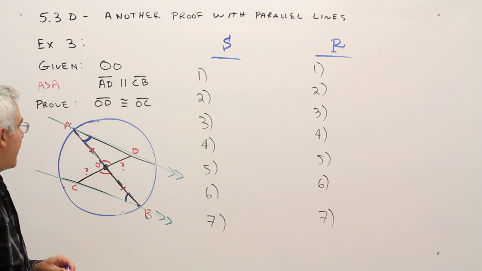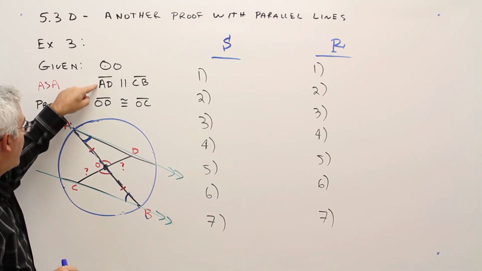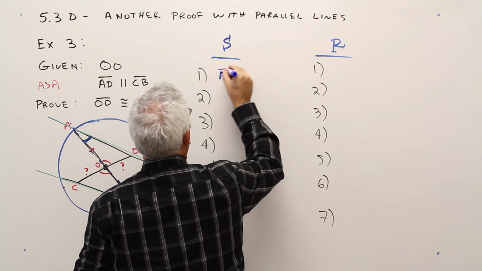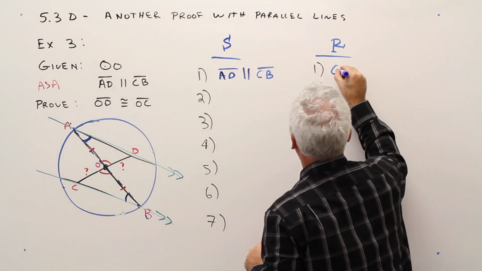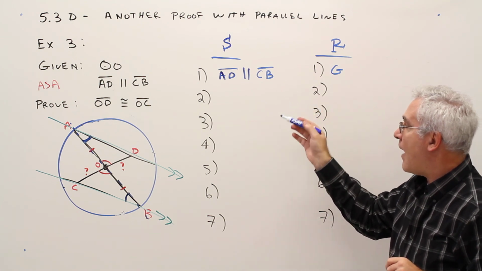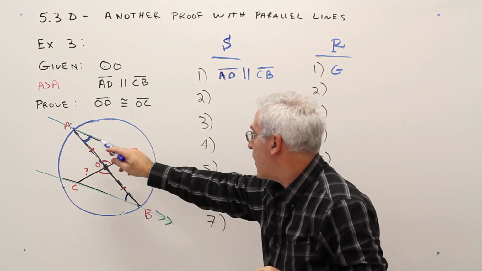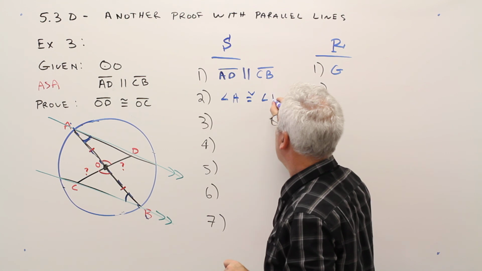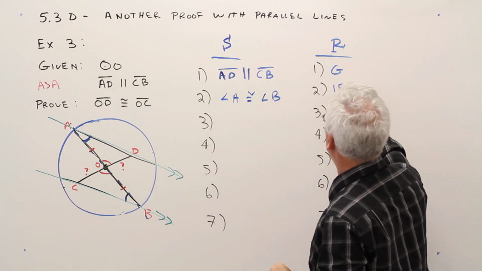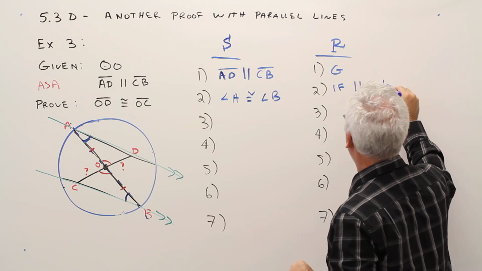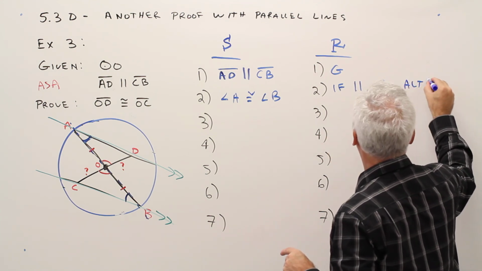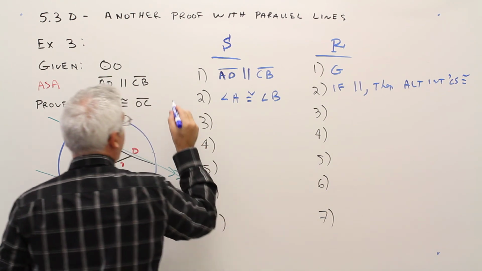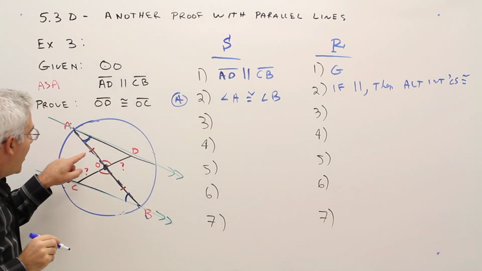All right, so I'll go in angle side angle order. I'll start with the parallel lines and then get the alternate interiors. So I've got AD is parallel to CB. That was given. And then based on that, I'm going to get angle A congruent to angle B. If lines are parallel, then alternate interior angles are congruent. Okay, I'll mark that up. That's my angle.